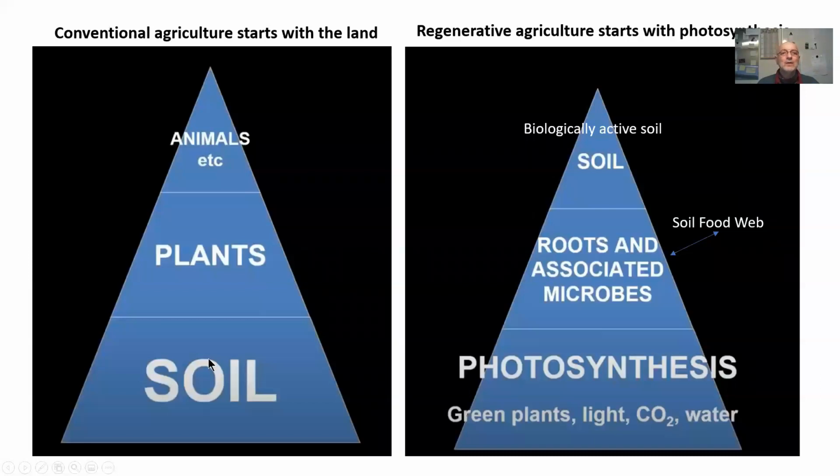Okay, so the way we look at it, we look at it like this: soil, plants, animals. This is the conventional. We start with the lands, and this is right. We do start with the lands. It's a little bit like the circle I started with, which is saying soil, plants, animals.